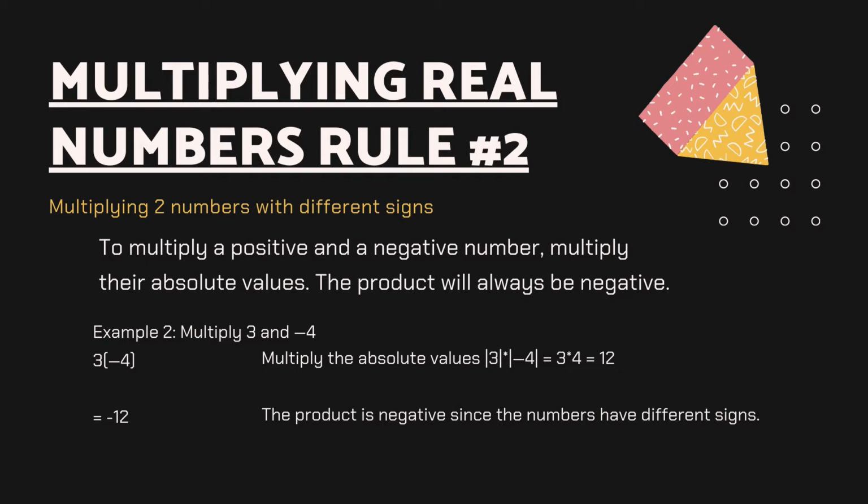So first, we must multiply the absolute value of 3, which is 3, and the absolute value of negative 4, which is 4. 3 times 4 is equal to 12. Our final answer is negative 12. The product is negative since the numbers have different signs.